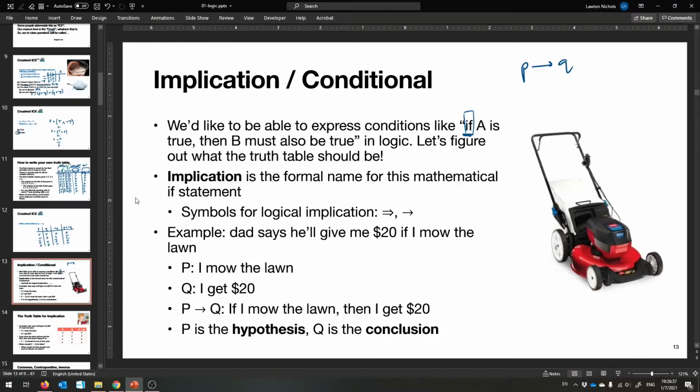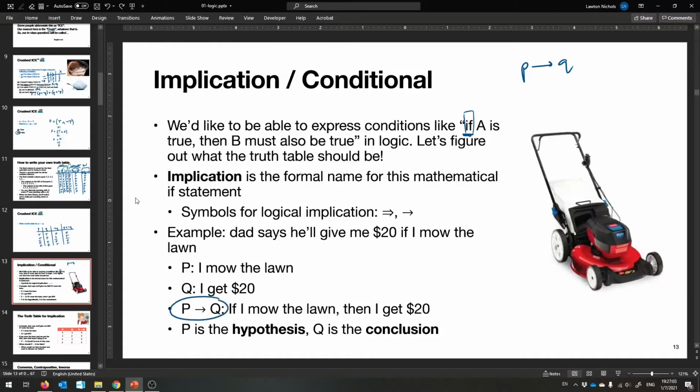Here's my example. So we are going to express something of this nature in logic, and so my example is mowing the lawn, because I did that as a kid. So Dad says he's going to give me $20 if I mow the lawn. Because of inflation, that's probably how much he would have given me today if I did it. Okay, so let's fix some propositional variables. So I'm going to say P is I mow the lawn, and Q is I get $20.